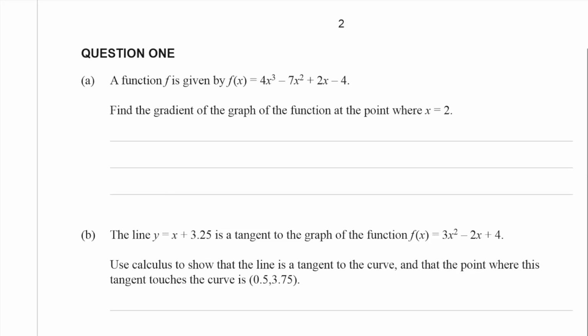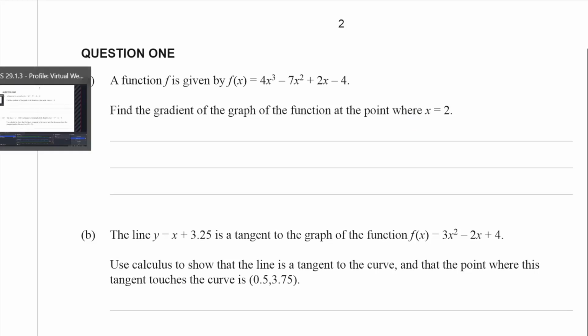Looking at the function, the highest power of x is to the power of 3, so I know that it is a cubic function. If we are to take the derivative of that, find the gradient function, I would expect a quadratic. The question, though, is asking for the gradient at a certain x value, so there'll be one more step.